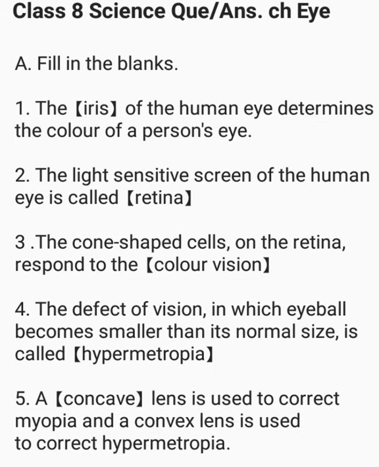First question, fill in the blanks. The dash of the human eye determines the color of a person's eye. The answer is iris. The light sensitive screen of the human eye is called dash. Answer is retina. The cone shaped cells on the retina respond to the dash. Answer is color vision.